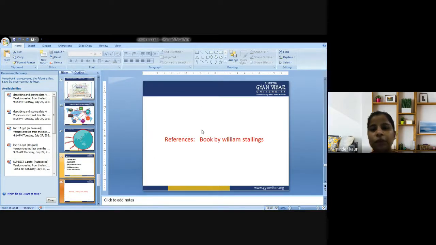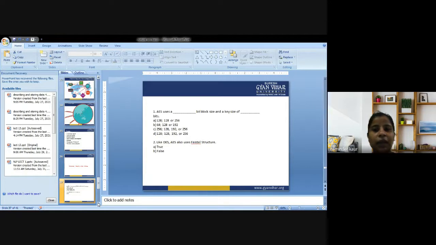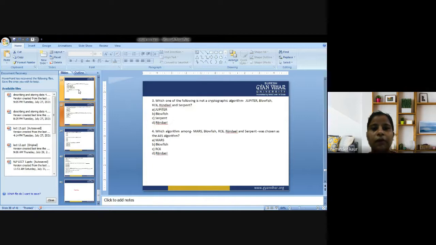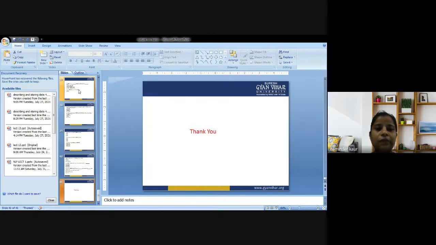A book is given for reference. It is a book by William Stallings, available in the college library. You can get it issued from the library and have a look at the same. In addition, 10 MCQs are given for today's class. You are supposed to tick any one answer, with four choices given, and at the end of the class submit the answers to me. Thank you. Have a nice day.